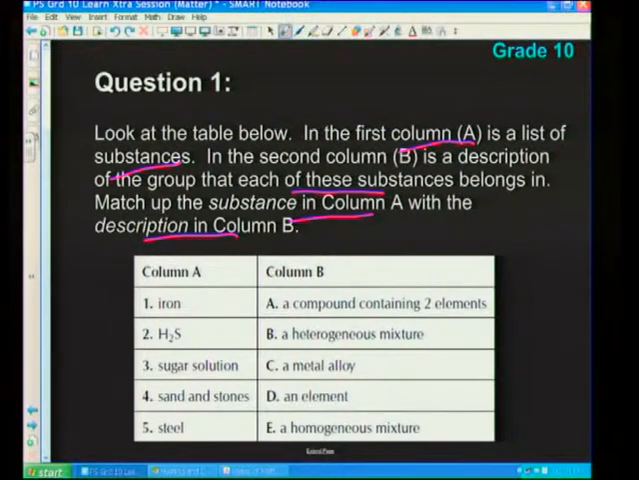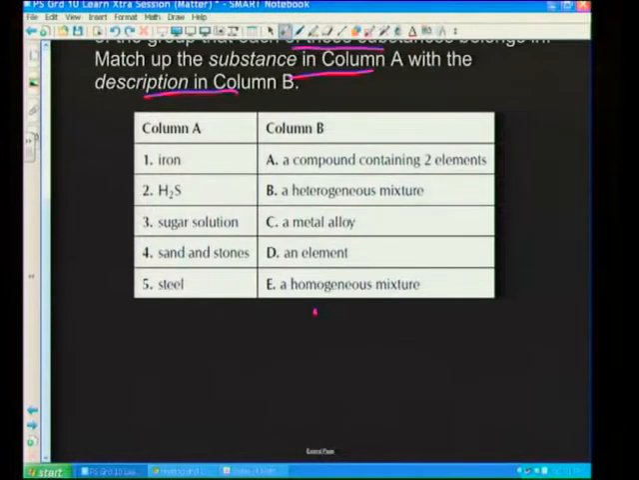So here we go. The first thing that we're going to say is we've got, in column A, the word iron. Now, what is it? If we look at it, we would be able to recognize that iron is an element. So it's on the periodic table. It's a simple substance. You can't make it any simpler. It is an element. Now, what about this strange thing here?